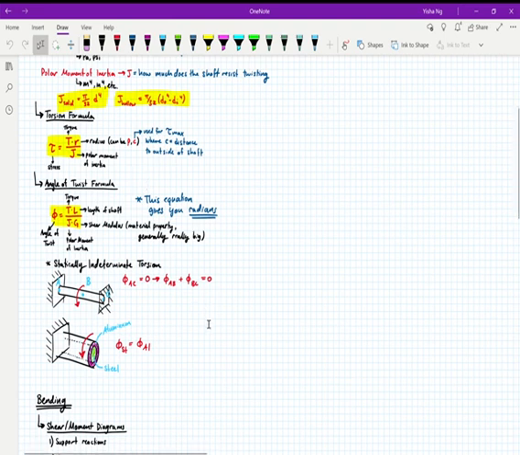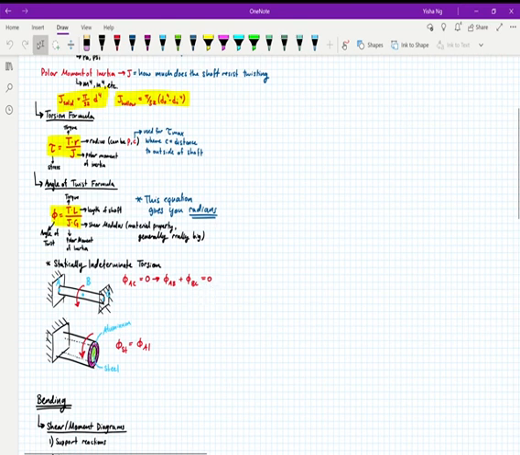Statically indeterminate problems for torsion generally look like two things. Either you're fixed on both ends and you're twisting in the middle, in which case you know your angle of twist between A and C has to equal 0. And then you rewrite angle of twist from A to C in subparts. So from A to B plus from B to C has to equal 0.